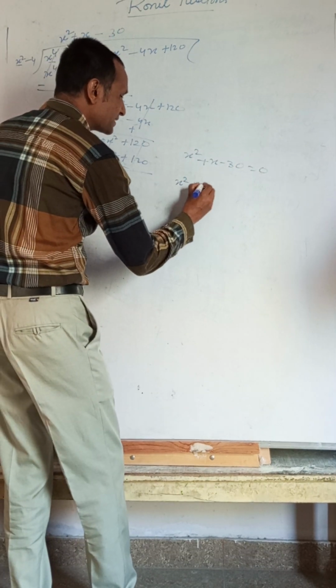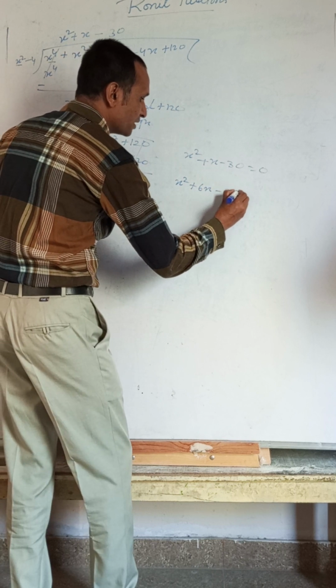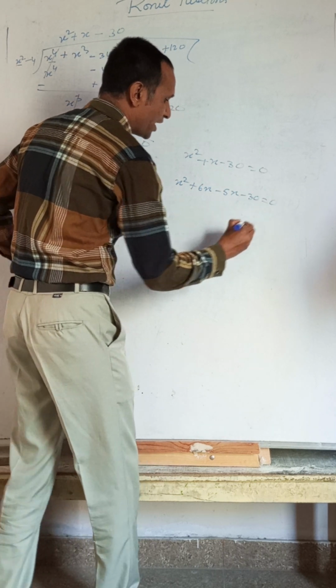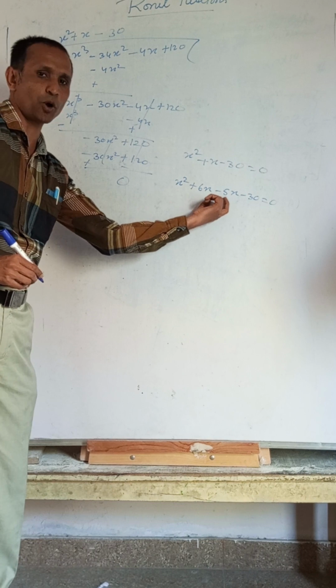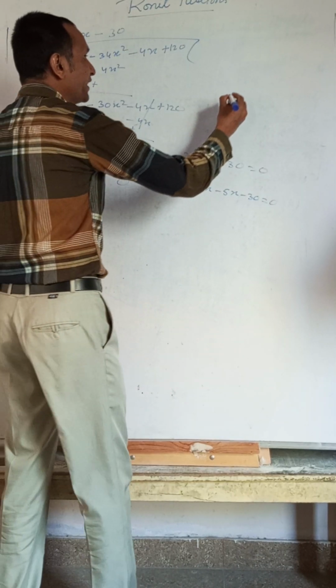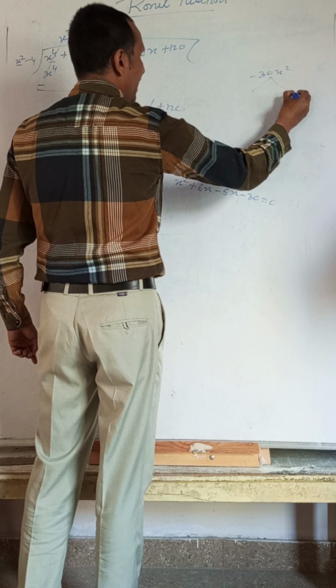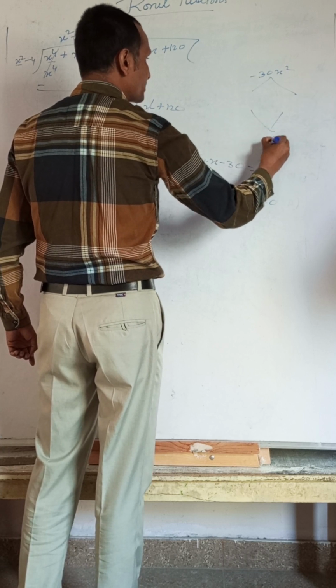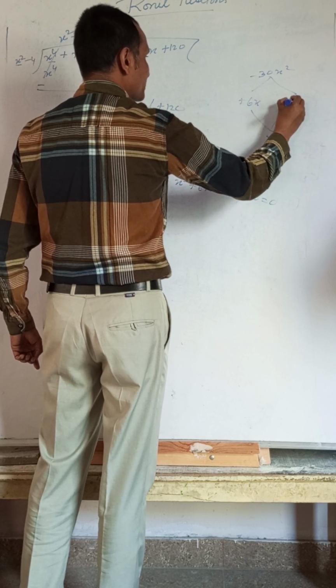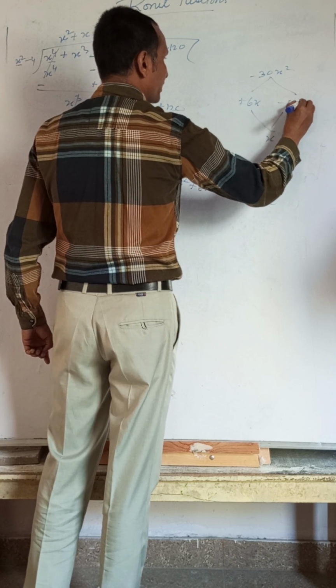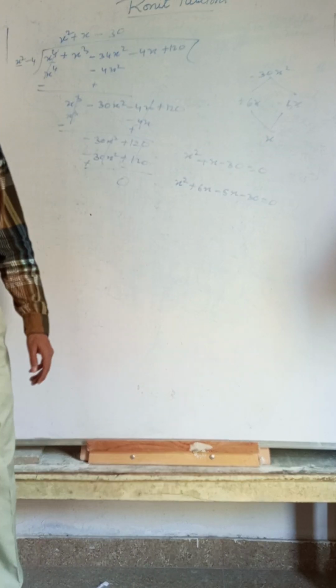x square plus 6x minus 5x minus 30 is equal to 0. I hope you understand from where this number came. This is done by the splitting, it is done like this: minus 30x square like this. Here the 6x plus 6x minus 5x like that. Done, and then it came here.